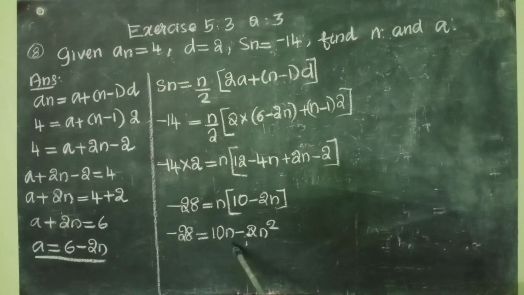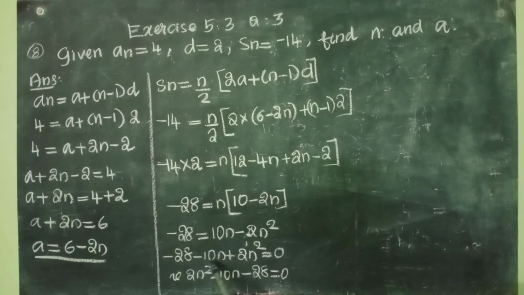We can take this 10n and minus 2n square also to left side. We get a quadratic equation. Minus 28 minus 10n plus 2n square equal to 0. That is 2n square minus 10n minus 28 equal to 0.